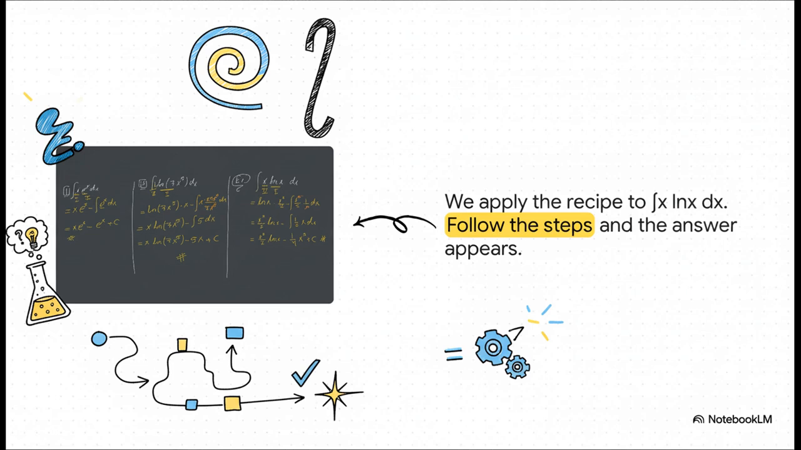Let's try to integrate x times the natural log of x. None of our other tools can touch this thing, but with integration by parts, we just follow the steps. We'll choose our u to be ln of x and our dv to be x. Then we find our du and our v, plug everything into the formula, and poof, the integral we're left with is way simpler. We just follow the process, and the solution just unfolds. It really is a systematic way to crack problems that seemed impossible a minute ago.